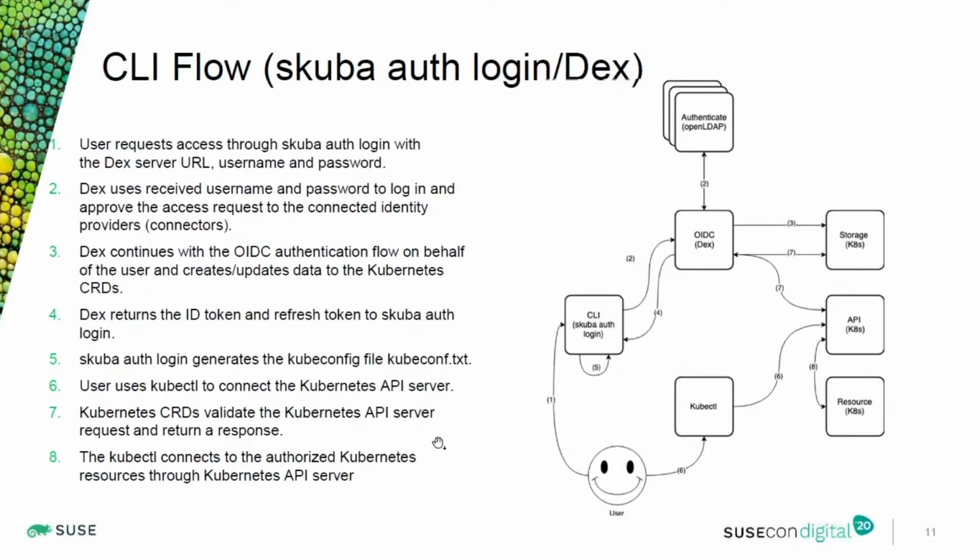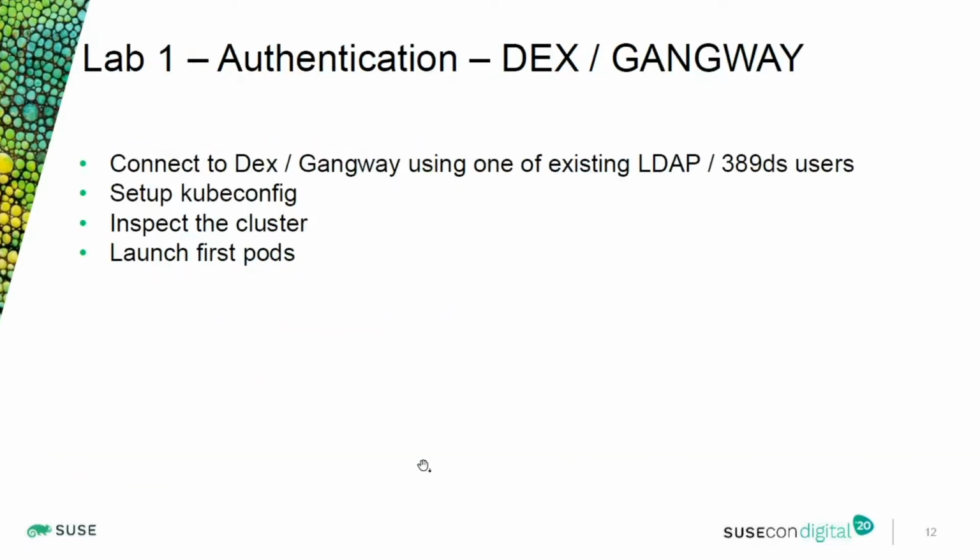In a similar manner, but on the command line interface, using skuba auth login, the user will get back his kubeconfig file that is specific to his user identity and use it when using kubectl. And we'll use that during the lab and connect to the cluster and inspect the cluster while authenticated.